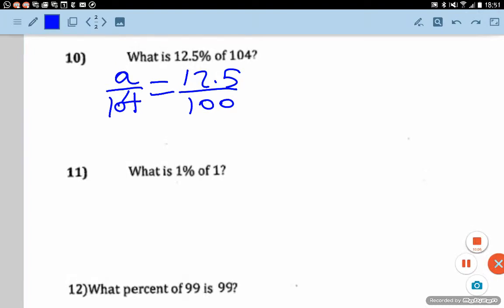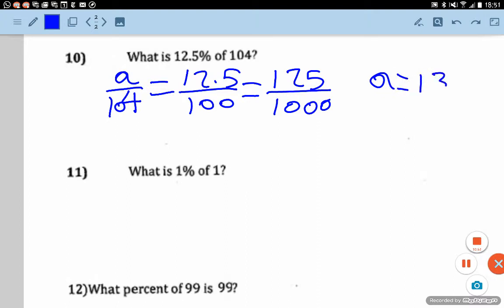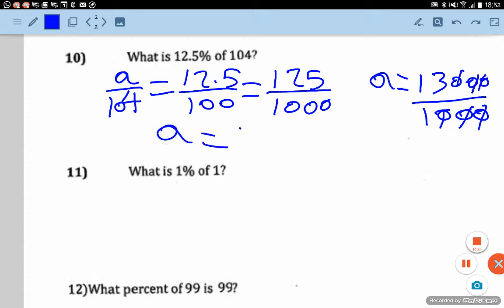So here we are going to continue the answer. We multiply by 10, so this will be 125 over 1000. Then we do the cross product. 125 multiplied by 104 is 13,000, so A equals 13,000 over 1,000. We cross out the zeros, so the answer A equals 13.